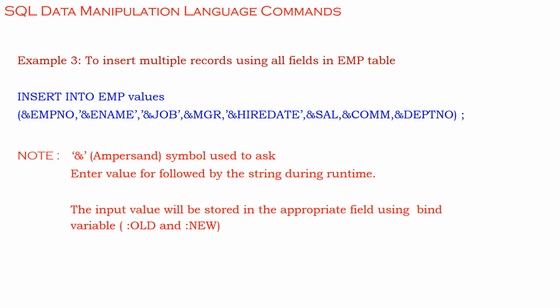and they can continue entering. Finally there will be an option asking whether to close the entry, or whether one more entry has to be added. If I select yes, then one more entry can be added. Again the prompt will appear: enter the employee number, enter the employee name, enter the job. If it is no, then the loop closes and it comes out of the prompt. So we can insert multiple records using all fields in the employee table using the listed command.